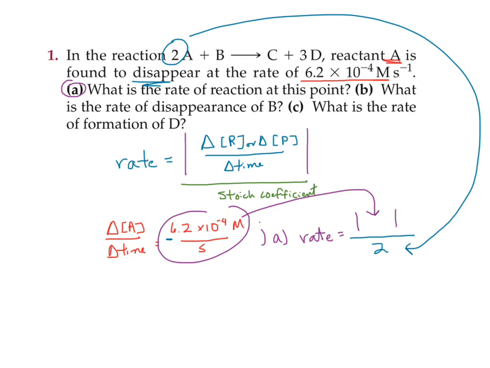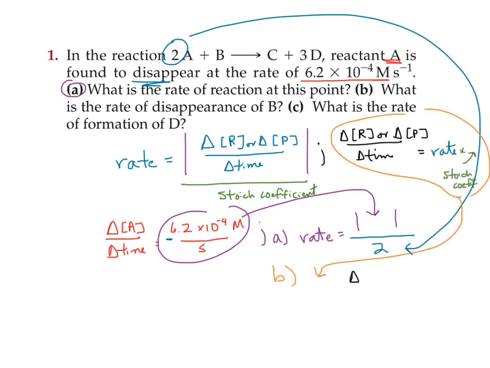The next part: what is the rate of disappearance of B? What I did was take this and rewrite it. If you want to know the rate of change of a reactant or product, you just have to take the stoichiometric coefficient times the real rate that was given. So that's probably what I would do there. And recognize, since this is asking for B, which is a reactant, it's going to be negative. Make sure you apply that too.